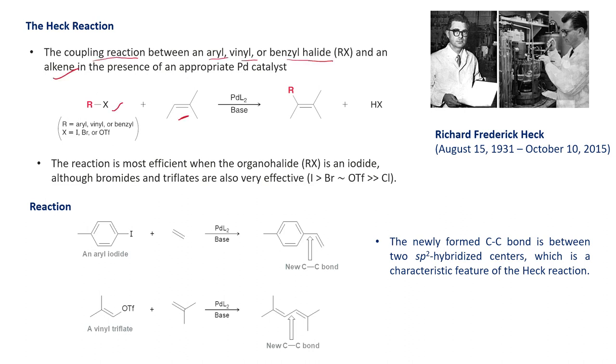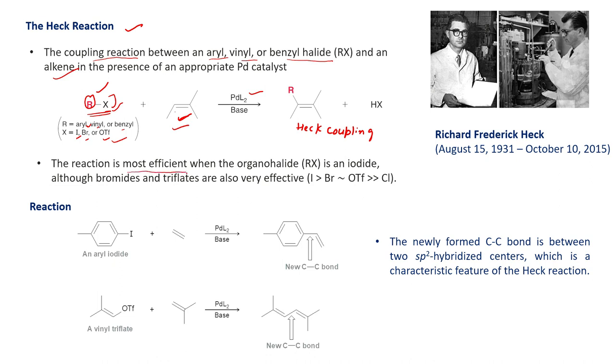Now we will study Heck reaction. In Heck reaction, your coupling part is alkene and organoelectrophile. So your R can be aryl, vinyl and benzyl, and X can be iodine, bromine or OTf. So your organoelectrophile is reacting with alkene in presence of palladium catalyst, and it will give you Heck coupling product. So your R is attaching on alkene.